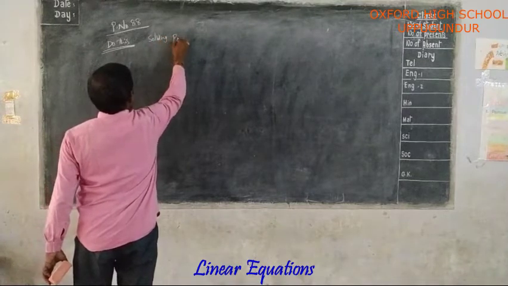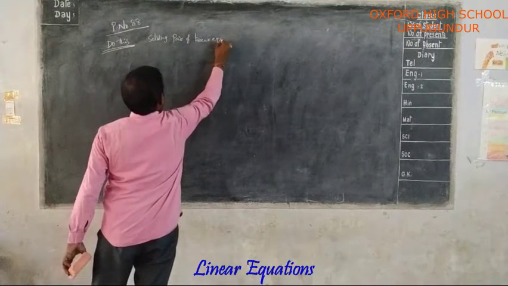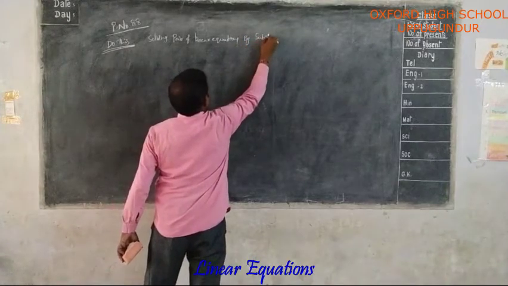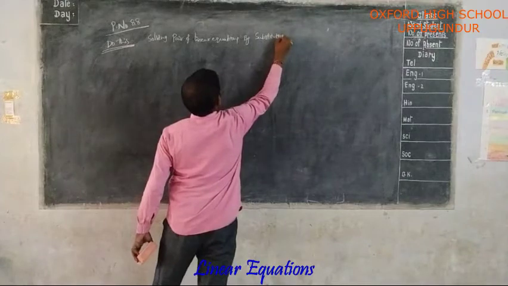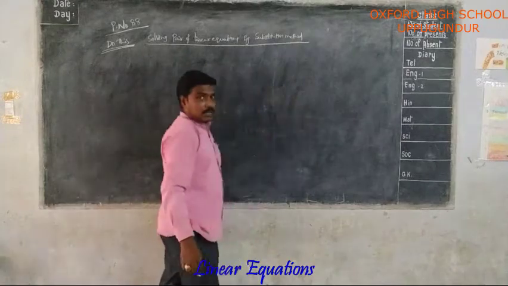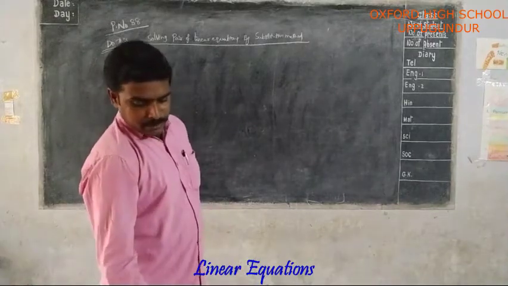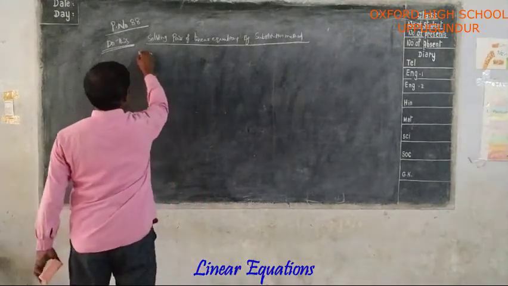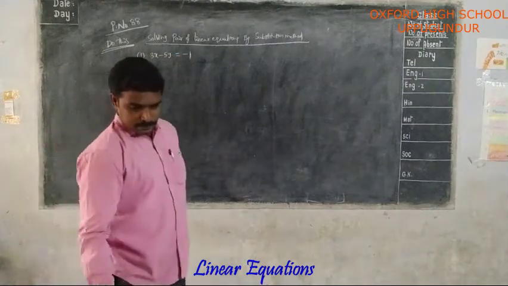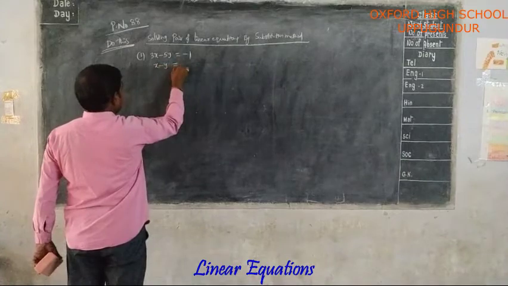Solving pair of linear equations by substitution method. First one, 3x minus 5y equal to minus 1. x minus y equal to minus 1.